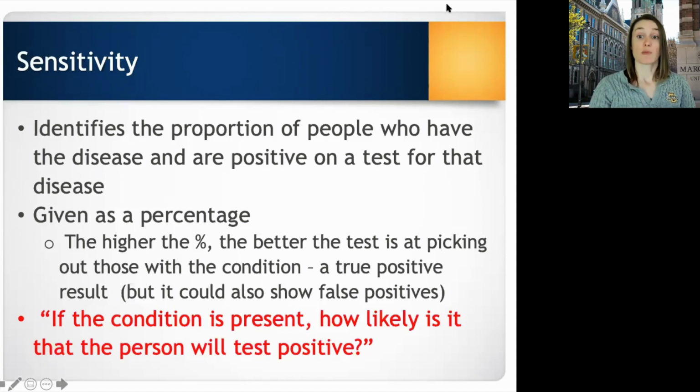Sensitivity identifies the portion of people who have the disease and are positive on a test for that disease. It's given as a percentage. The higher the percent, the better the test is at picking out those with the condition, a true positive result. But it could also show false positives. So to simplify it, if a condition is present, how likely is it that that person will test positive? That's the sensitivity.